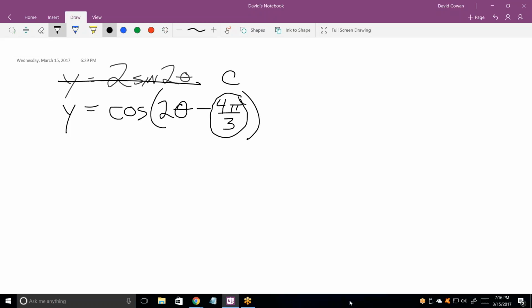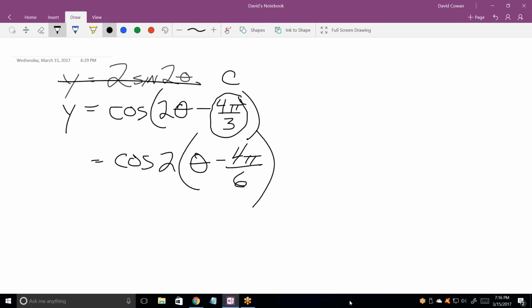If I want to know the phase shift, I've got to factor that 2 out, put it outside the parentheses, leaving theta minus 4 pi over 6. Notice that that's the same expression. The fact that 2 is now outside the parentheses doesn't affect the period. In other words, B is still 2. But what does change is the phase shift. The true phase shift is 2 pi over 3, or 4 pi over 6.